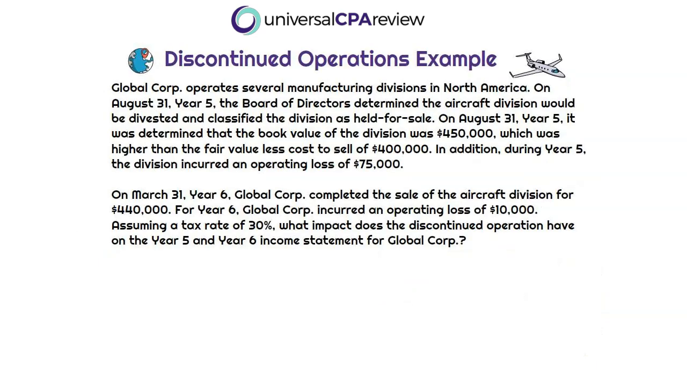Now that we have a good understanding of the key terms as well as the steps or mental map to solve discontinued operation type of questions, well, let's go through an example to confirm and really start to apply this knowledge. All right, so in our example, it says that Global Corp, they operate several manufacturing divisions in North America. Now, on August 31st, year 5, the board of directors determined the aircraft division would be divested, which means they're going to sell it, and they classified the division as held for sale.